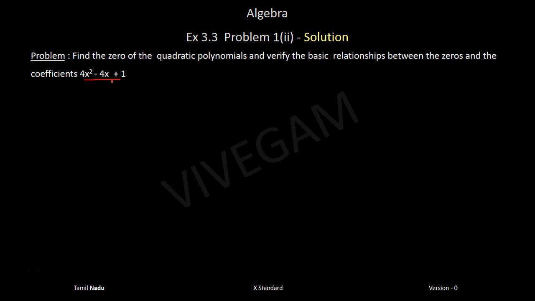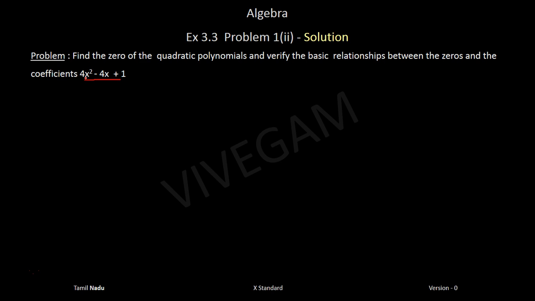So we'll have to find the zeros, then check whether they are zeros by substituting those values, and thereafter find the sum of the zeros and the product of the zeros and check whether they are equal to the expected values. The sum of the zeros should be equal to negative coefficient of x divided by coefficient of x squared, and the product of the zeros should be equal to the constant divided by the coefficient of x squared. That is how this problem needs to be done.